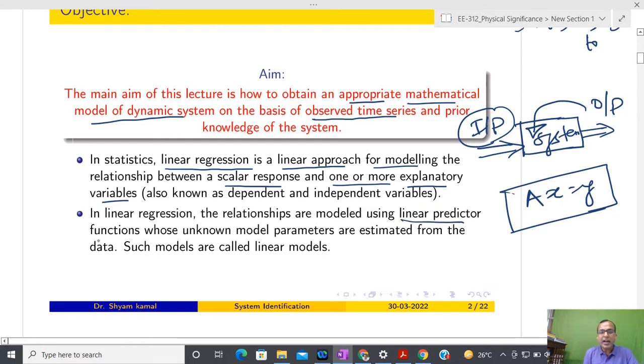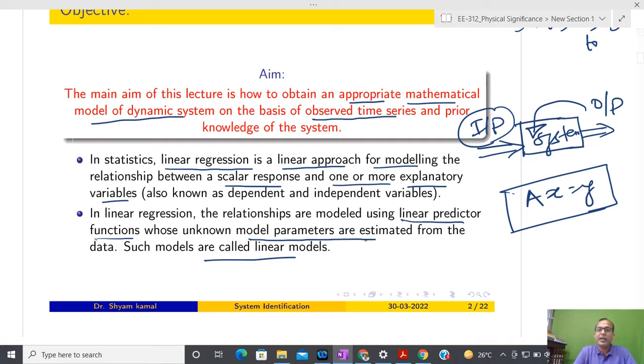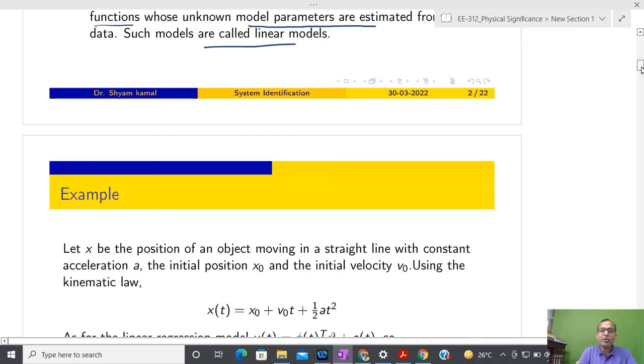I hope that now you are able to understand what linear means. Whenever we talk about linear, I have to make sure that both the additivity and homogeneity properties are satisfied. The unknown model parameters are estimated from the data, and such models are called linear models. In today's lecture I am going to focus only on the linear model. In order to understand the problem, I am going to start with a very simple example.